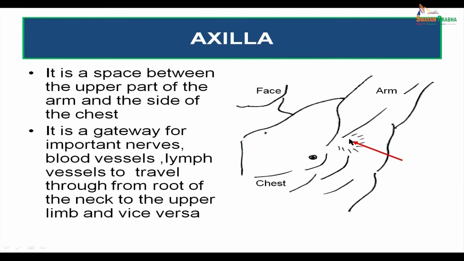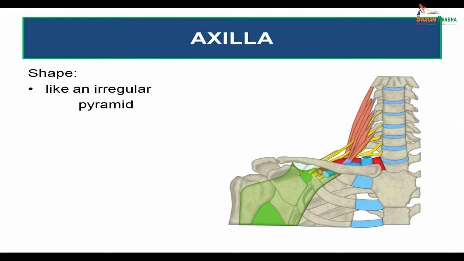What is the axilla? The axilla is a space between the upper part of the arm and the side of the chest. It is a gateway for important nerves, vessels, lymph vessels to reach through from the root of the neck to the upper limb and vice versa. What is its shape? It is like an irregular pyramid. As you can see in the picture, this green colored area is the axilla. It is there between the arm and the side of the chest. And important structures you can see coming down into the axilla from the region of the neck.